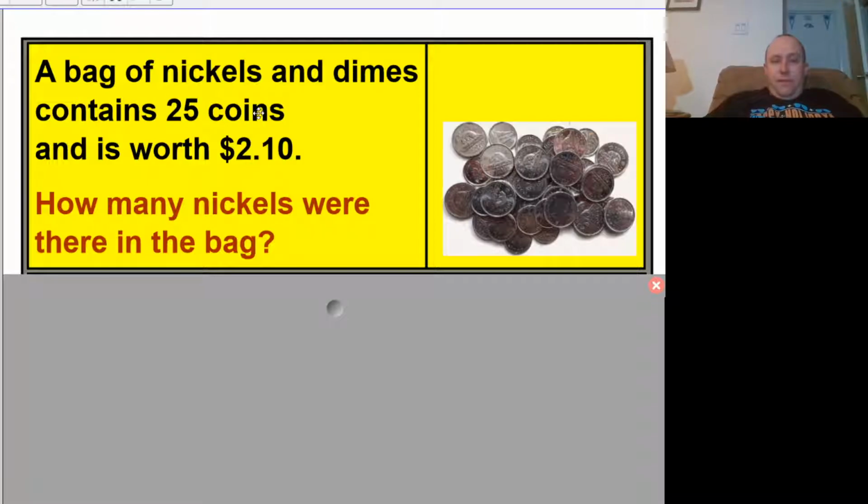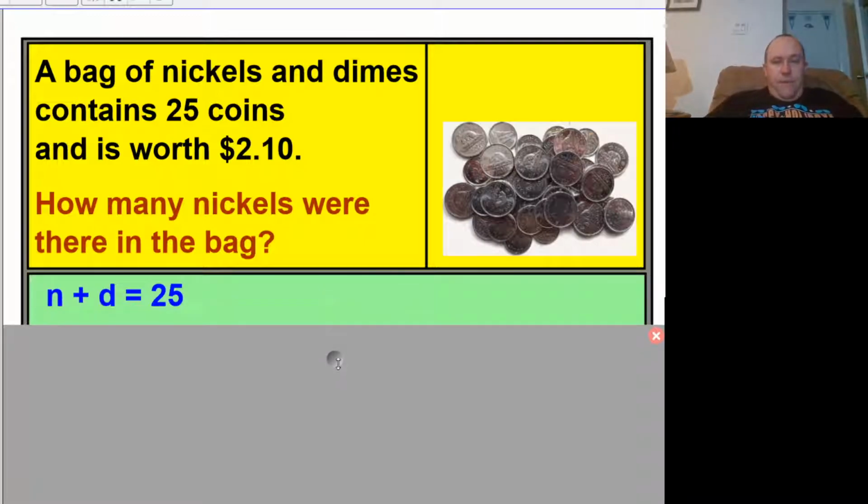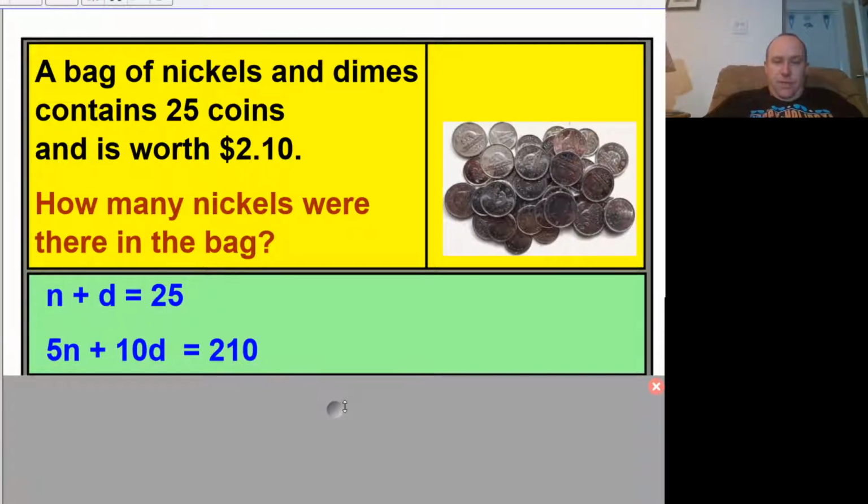So 25 is my number of coins. Obviously, I'm going to use N and D for this question rather than X and Y because I want nickels and dimes. So my first one is just the number of nickels plus the number of dimes equals the number of coins. For the second one, we have to be a little careful for this one.